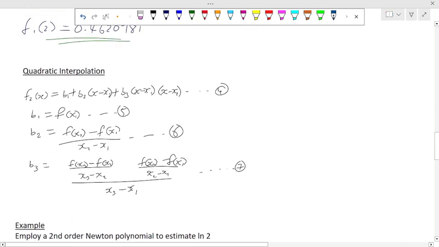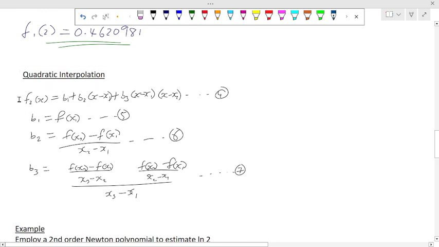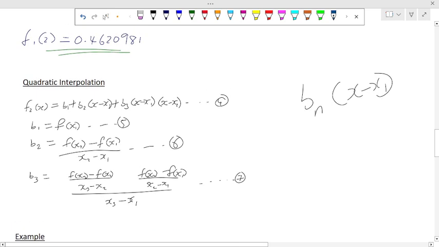Now for quadratic interpolation, that's the second order, f2 of x, we have b1 plus b2. Now for the first, it's almost like this, just bear this in mind. Then x minus x1, and then you have n minus 1 on top. Of course this is the first place, so here is 1.